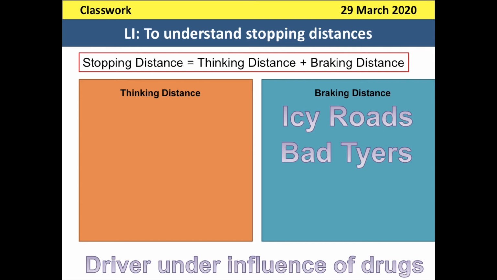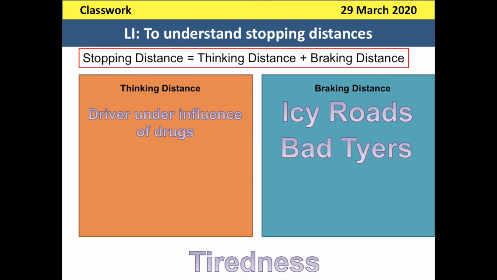If the driver is driving under the influence of drugs, that's not really going to affect the braking distance, because it won't affect the amount of friction between the wheels and the brakes, but it will definitely affect the thinking distance, because if the driver is under the influence of drugs, then their reaction time is going to be longer and so they will travel a bigger distance during that reaction time.